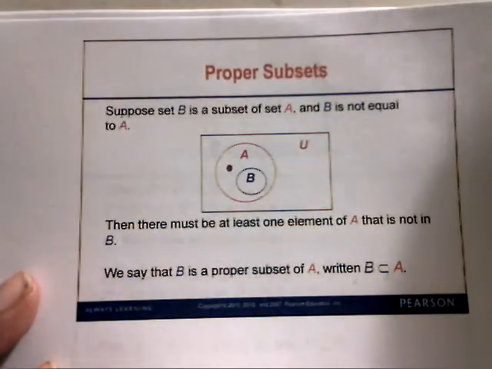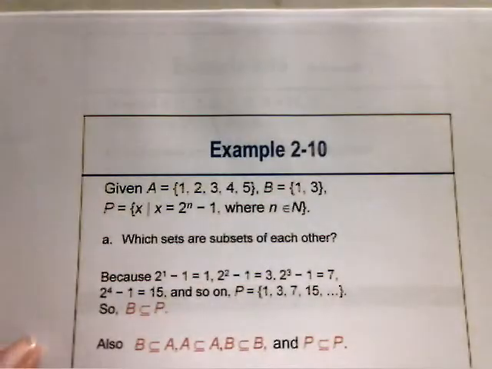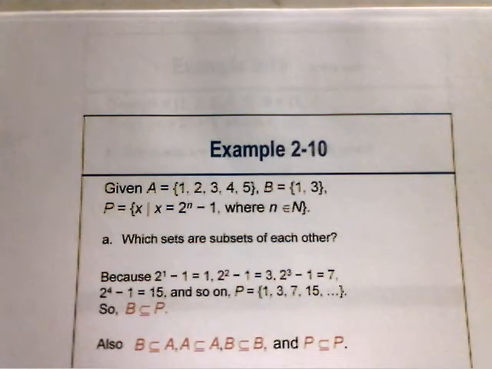Let's look at this. Given that A is equal to the elements 1, 2, 3, 4, 5, set B has the elements 1, 3, P is considered to be the set of all x such that x is equal to 2 to the n minus 1, and n is the set of all natural numbers. Which sets are subsets of each other? All right, now let's take a look at this here.